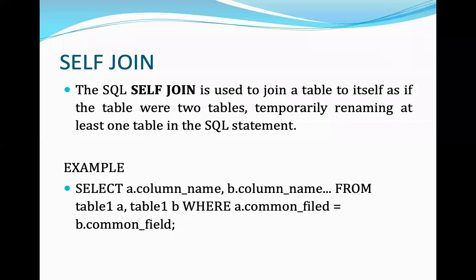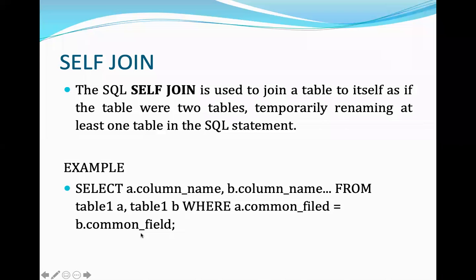Now the last type of join is called self join. Sometimes the query is such that we have to join the same table with itself. For that, we use the self join operation. This particular join is used to join a table to itself, as if the table were two tables temporarily, with at least one table in the SQL statement.